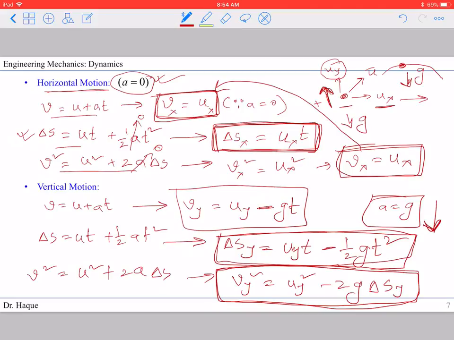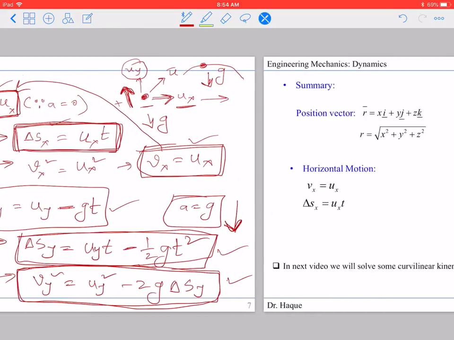So we have seen that if a particle is thrown and acting as a projectile, it will have x and y components. For the horizontal part of the motion of that particle, we will use these equations here, and for the vertical part of the motion, we will use these three equations.